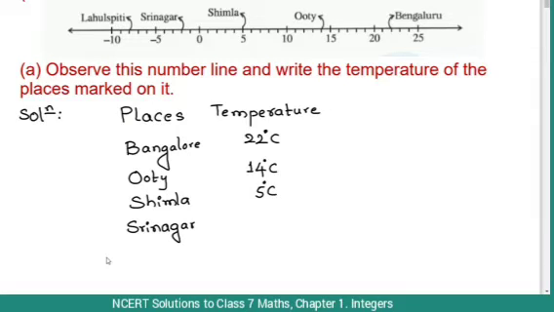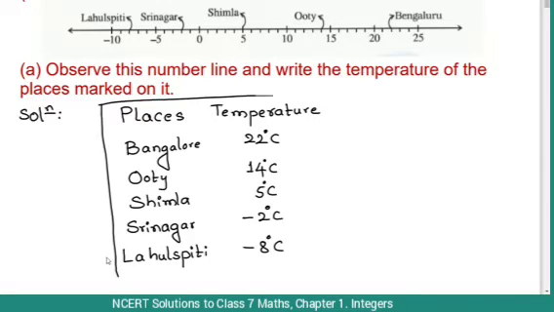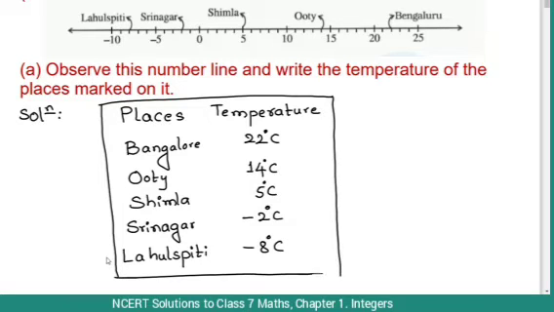Srinagar, minus 2 degrees Celsius. Lahaul Spiti, it is minus 8 degrees Celsius. We have written by seeing the number line.